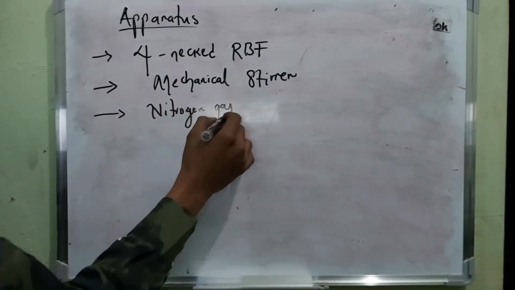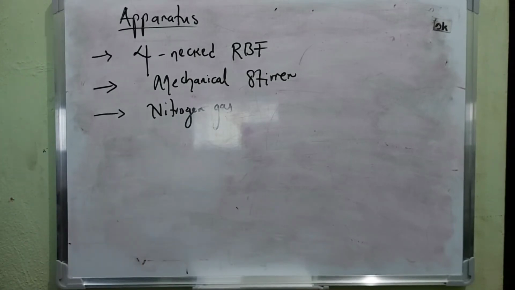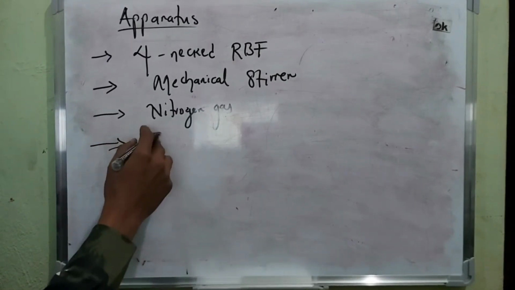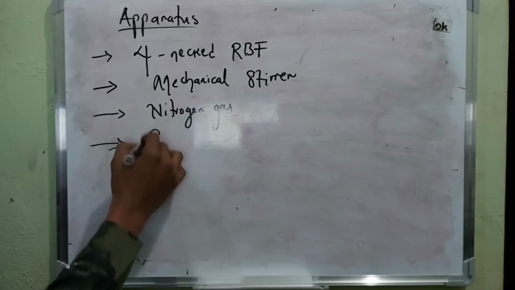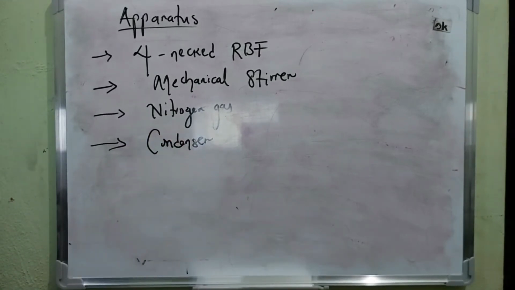We need a nitrogen gas cylinder to provide an inert atmosphere for the synthesis. So we also need a condenser. The condenser helps to cool the reaction because it's highly exothermic. So you have to connect a condenser.